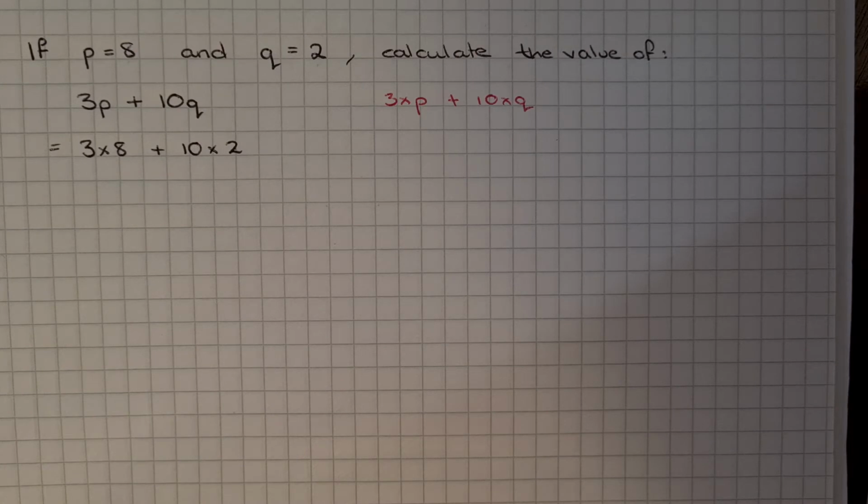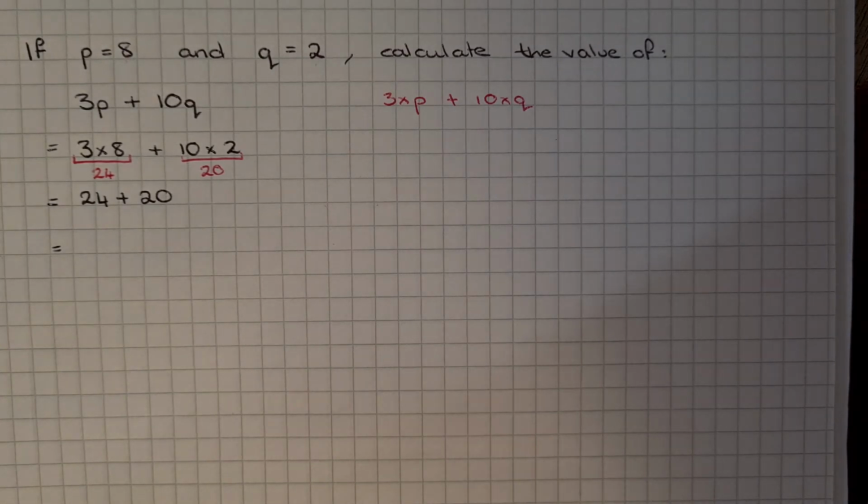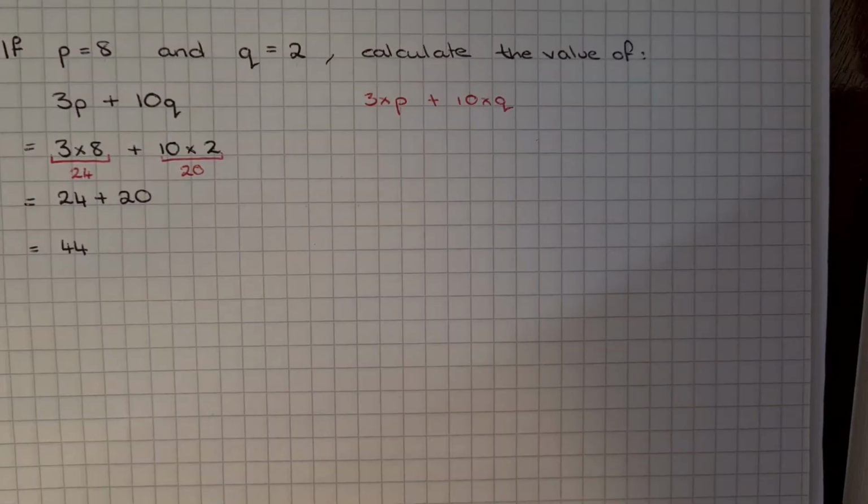So 3 times 8 plus 10 times 2. And we need to use BODMAS, so make sure we're doing it in the correct order. So we're going to do the multiplication first. And then once we've done that, we can add them together. So the answer to this one is 44.